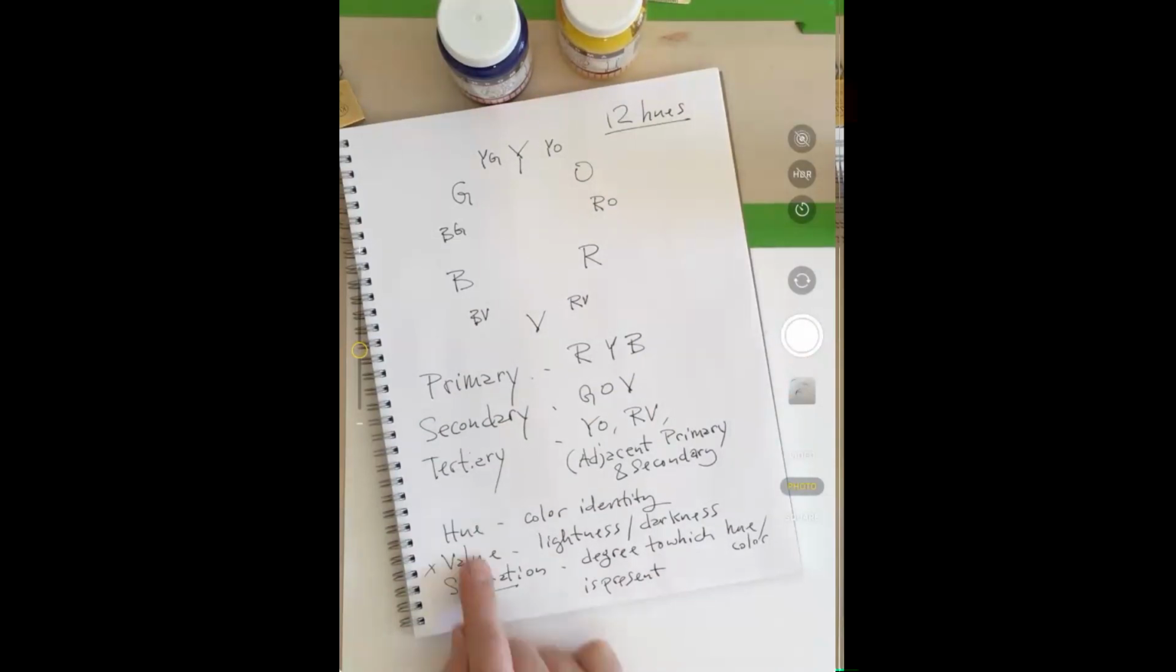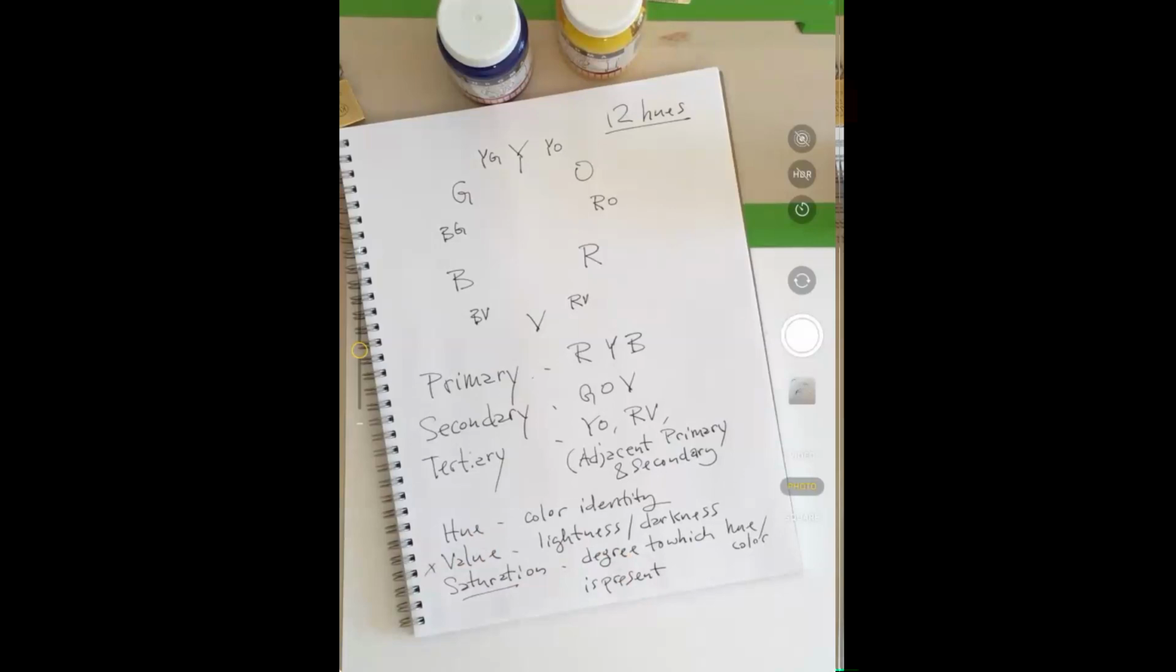And this is where there's a difference between color more generally. But each color has a hue, each color has value, each color has saturation to some degree.